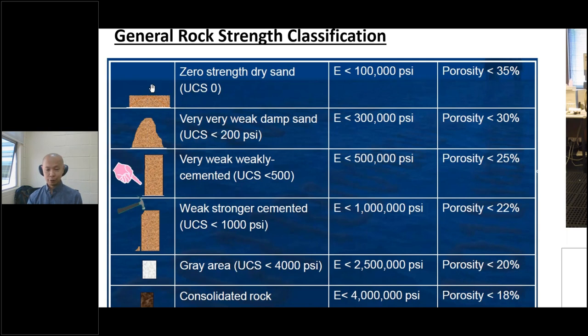Basically, a dry beach sand has UCS zero, no strength at all. But if you add a bit more water into that sand and make it damp, then you can build a sandcastle. That damp sand has strength because of the capillary force. But still, they are not cemented. Each sand grain is a loose grain, attached because of the capillary force only, right? But if you have weakly cemented sand grains, then you can see that the UCS increases. So the stronger the bonding, the stronger the cementing material between the grains, then you can expect a stronger rock.